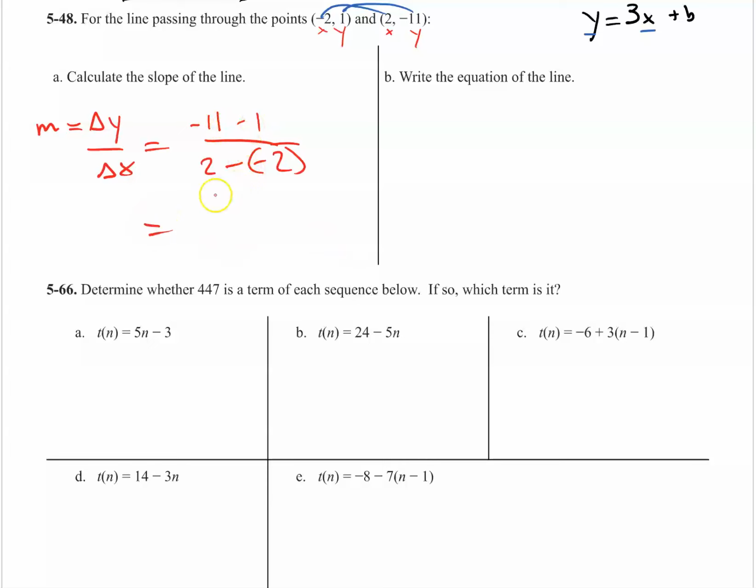So negative 11 subtract 1 is negative 12, and then 2 minus negative 2, that's 2 plus 2. Or in other words, that's 4. So 4 goes into 12 3 times, and then negative divided by positive is negative. So the slope is negative 3.